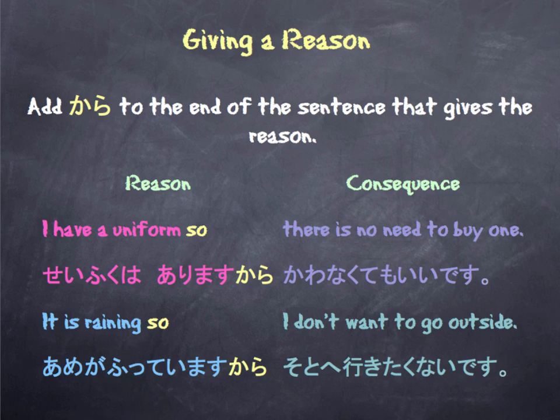So if we want to express that in Japanese, we take the first sentence, which is quite simple. If we want to break it down, we can see here, I have a uniform is simply seifuku wa arimasu. And then our second sentence is, there is no need to buy one. So we can say, kawanakute mo ii desu. So instead of having two simple sentences, we can actually join them together with this word kara and make a longer, more complex sentence, which gives reasoning and explanation. So we link these two sentences together with kara, and we have seifuku wa arimasu kara kawanakute mo ii desu. Alright, so now we have one long sentence.